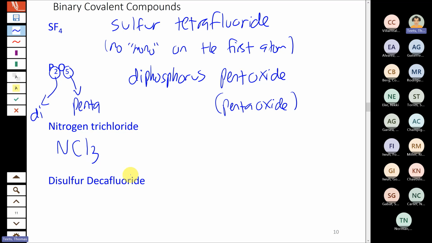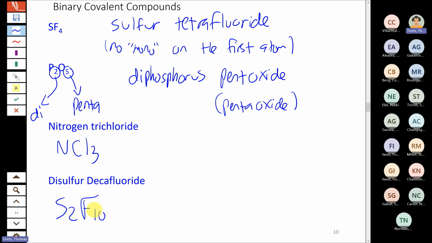And then disulfur decafluoride. All right, so sulfur is S. Di means there's 2 of them, so it's going to start with S2. Fluoride comes from fluorine, which is F. Deca is the biggest prefix we have in this course, which is 10, so S2F10. And again, we don't reduce that to SF5. It's fine to have covalent compounds that have reducible ratios. So S2F10 is exactly where you would stop. Okay. All right. Any questions on binary covalent compounds?